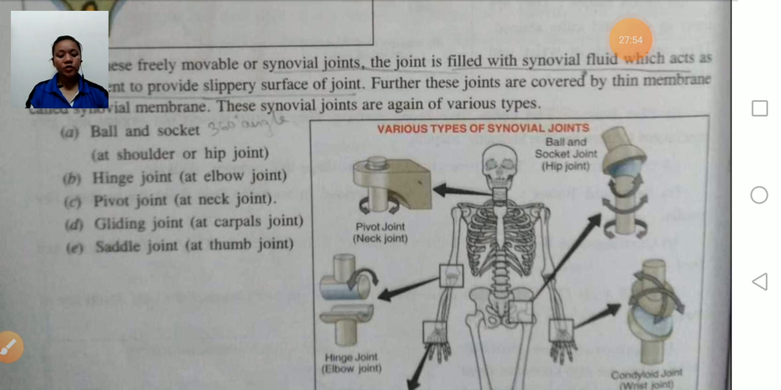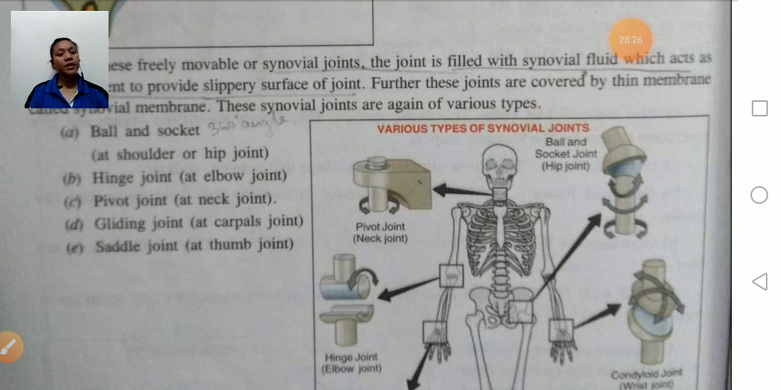Next is the gliding joint. The gliding joint is present in the carpal joints, or in the hand. The bone surfaces that the joint holds together are flat, for example in your hand.